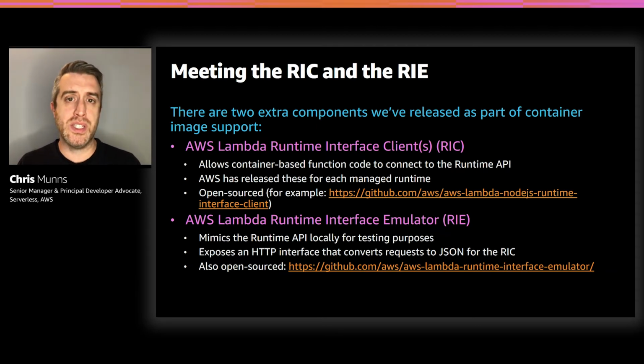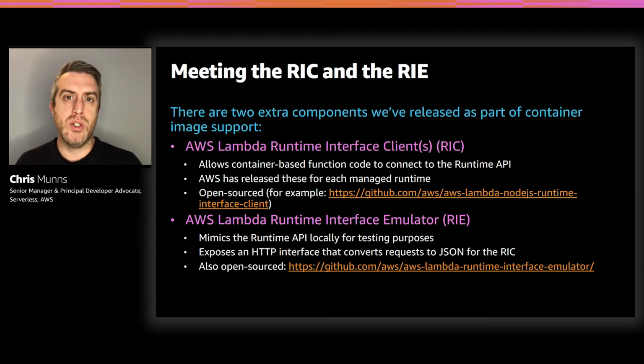Now, the second part of this is the RIE, or the Runtime Interface Emulator. This is a little different. What the Runtime Interface Emulator allows you to do is it supports the ability for you to test Lambda functions locally. Now, we've had the ability to do this with the AWS SAM CLI tool for a while, but this works similarly, but also a little bit differently.